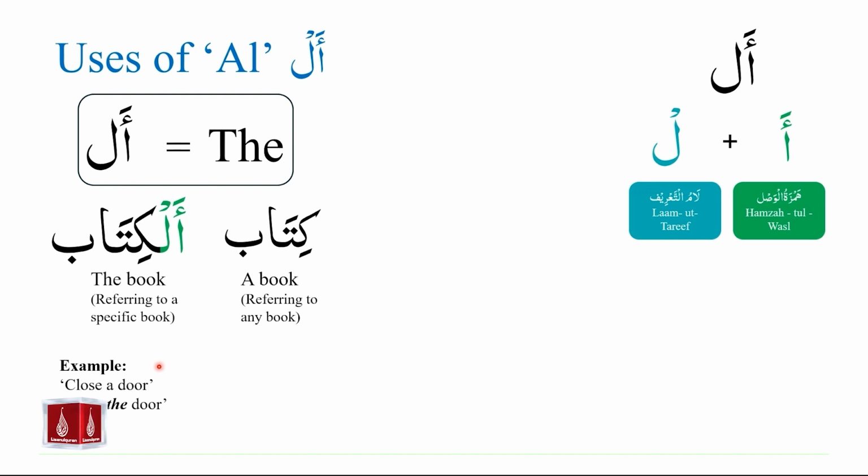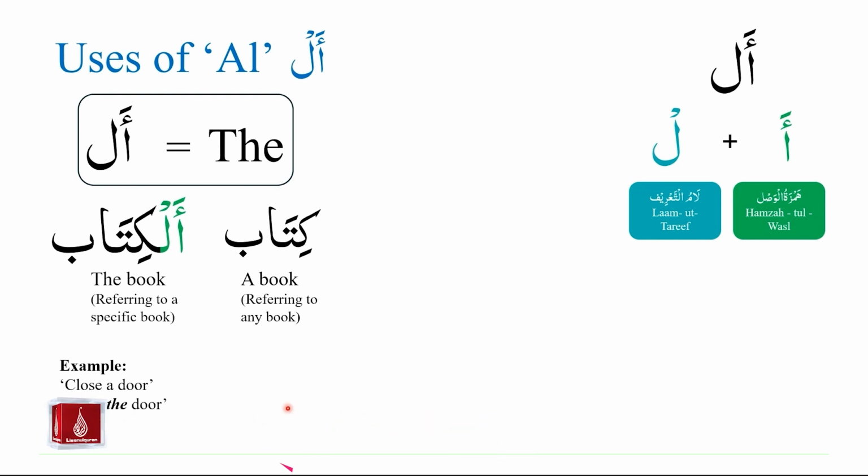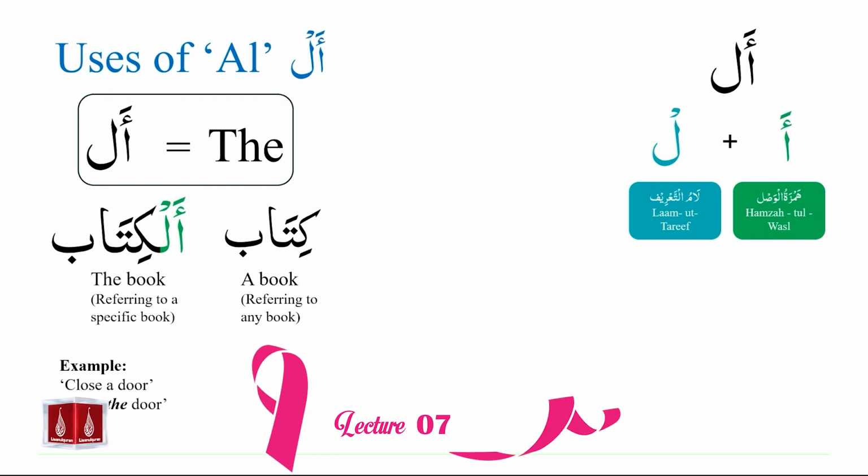Another example is if we say close a door, we might be referring to any door. But if we say close the door, we are referring to a particular door that needs to be closed. There are more uses of al in Arabic grammar as well, which inshallah we will be discussing in subsequent sections.